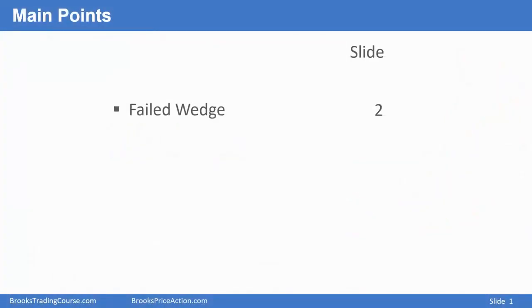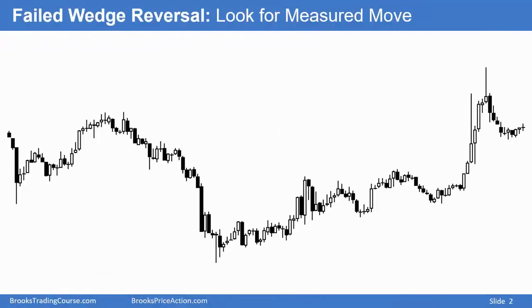In this video, I'm going to be talking about wedges that break in the wrong direction, a failed wedge. We have a bull trend here, and then a pullback, and it might be a wedge. 1, 2, 3, wedge bull flag, and it tried to break to the upside, and it tried to break to the upside again a second time.